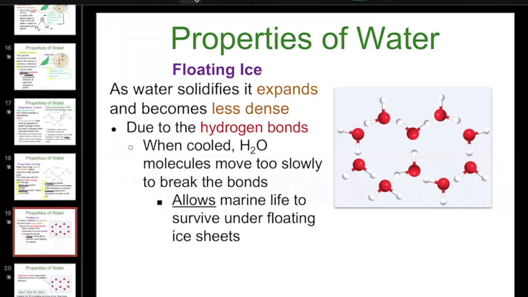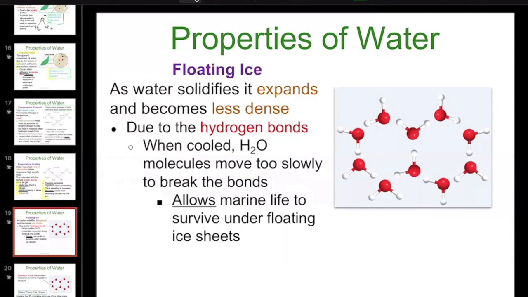They're forming bonds, they're breaking bonds continuously. Well, when they are moving so slowly because they've been cooled, they can't do that anymore. So it allows them to expand a little bit and not hold on to each other as tightly, and it allows the water, or I'm sorry, the ice to float on the surface of liquid water.